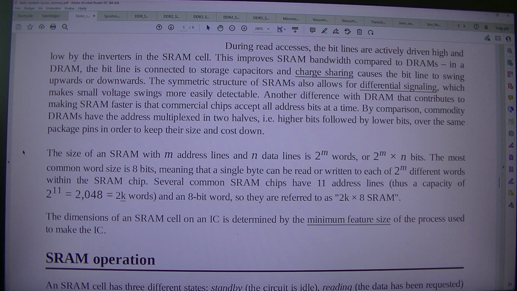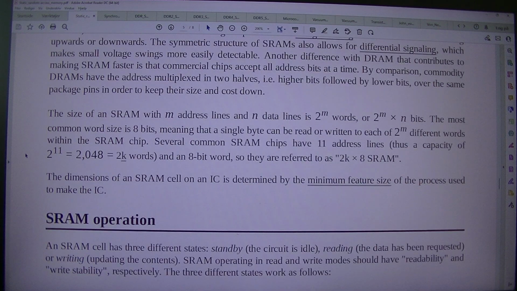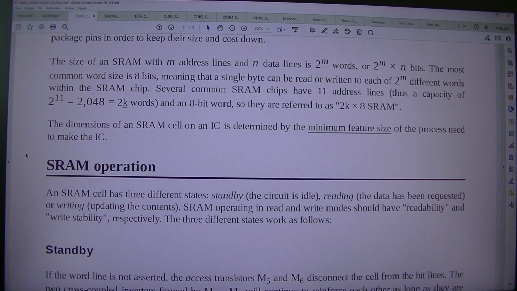SRAM operation. An SRAM cell has 3 different states: standby, the circuit is idle; reading, the data has been requested; or writing, updating the contents. SRAM operating in read and write modes should have readability and write stability, respectively. The 3 different states work as follows: standby.